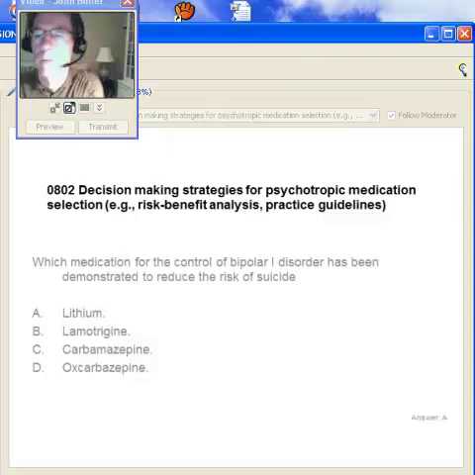Decision-making strategies, same type of deal. Knowledge of the rationale for psychotropic medication selection, same idea. Still same augmentation strategies. You get into drug toxicities, management and reverse reactions, including overdose and indications for referral to appropriate medical care. Specific drug toxicities. Again, same thing, same topic.